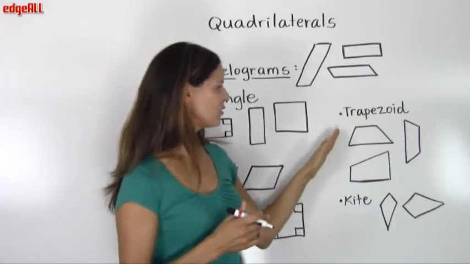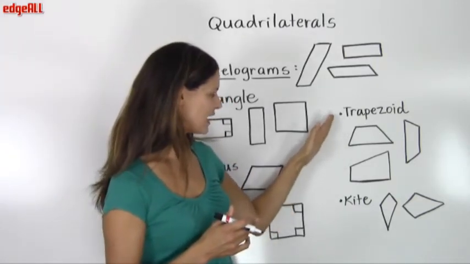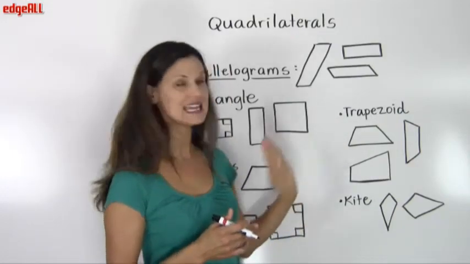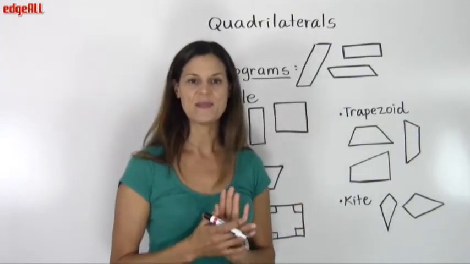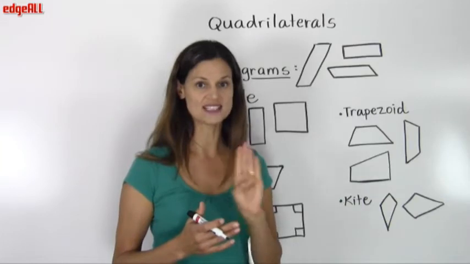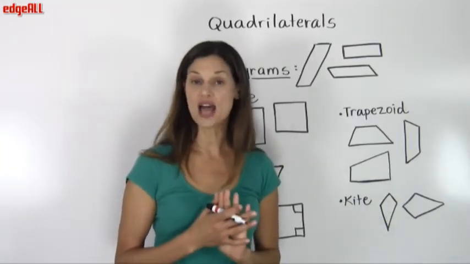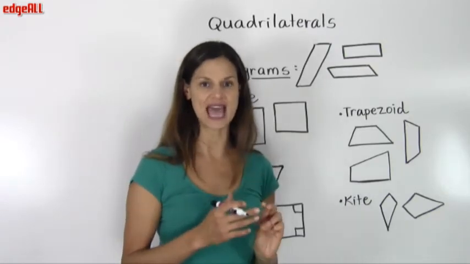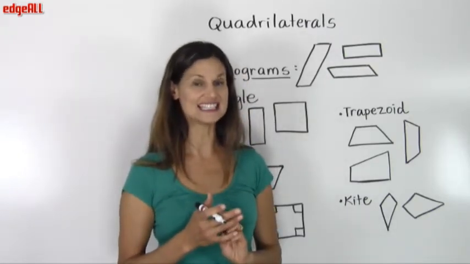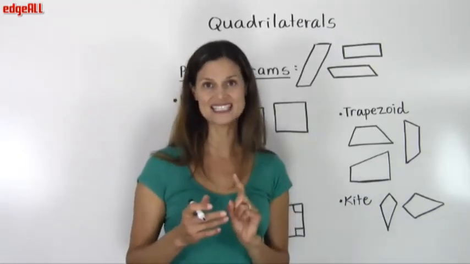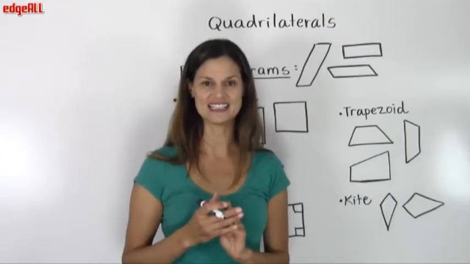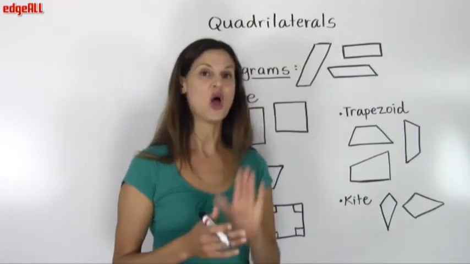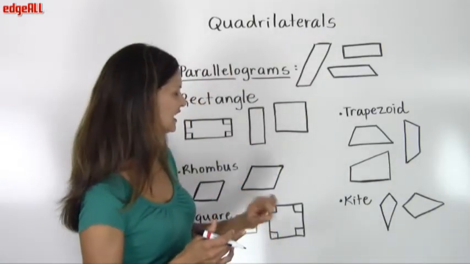Fourthly, over here, we have a trapezoid, and our 5th shape is a kite. Now, a trapezoid is a quadrilateral because it has 4 sides, but it is not a parallelogram because it does not have 2 sets of parallel sides. It just has 1 set of parallel sides. A trapezoid is a quadrilateral with 1 set of parallel sides.